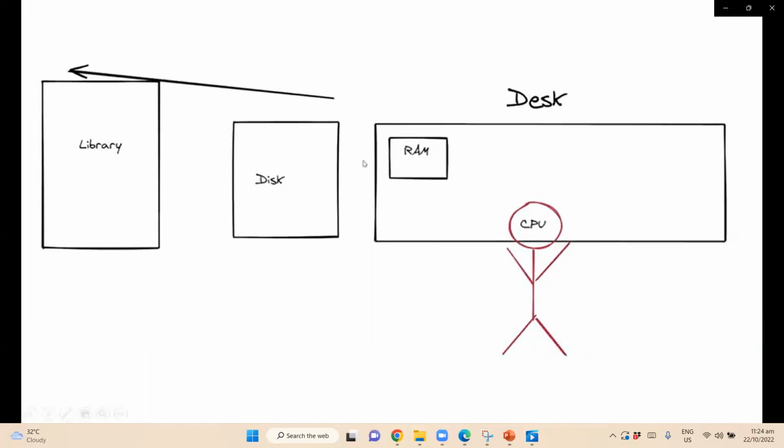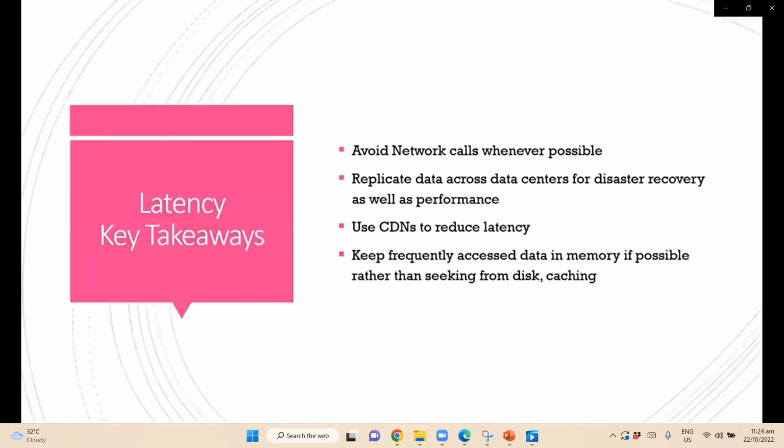So the obvious takeaway, and to make it more concrete, because numbers don't work as well as a visualization, is you want to, whenever possible, keep the data you need close by to your application. The key takeaways then are you want to avoid network calls whenever possible. You also want to avoid hits to your database, so keep frequently accessed data in memory with a cache if possible, rather than continuously going to your database. A lot of distributed system stuff is related to latency and how to deal with that. So, for example, one reason to replicate data is obviously for disaster recovery.